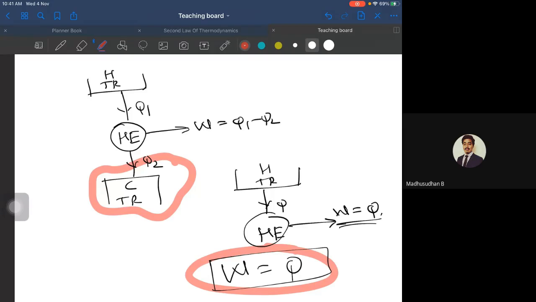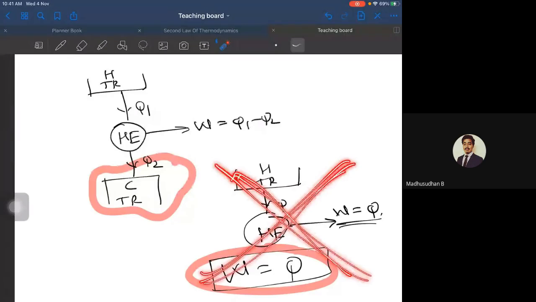But according to the second law of thermodynamics, what does he say? Kelvin Planck says that whatever you are doing, the heat flow cannot be entirely converted into work flow. That means all the heat, whatever you are giving, can be directly converted into work flow. That means W will be equal to Q according to the first law of thermodynamics. But Kelvin Planck says this is not at all possible.